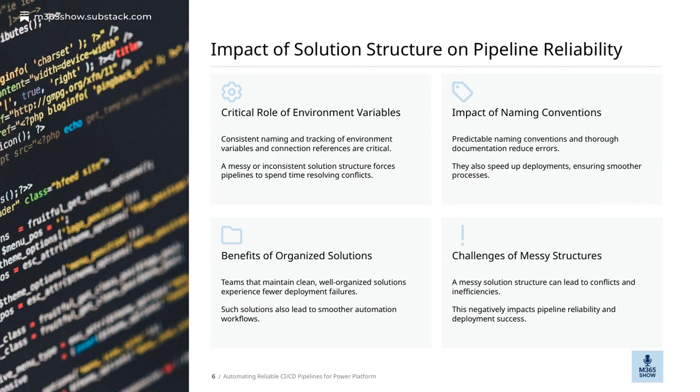Finally, environment variables play a critical role here. They need to be managed carefully and consistently. When they're not, it forces pipelines to spend valuable time troubleshooting, which can slow down or even disrupt the deployment process. This highlights how essential a well-structured solution is to reliable and efficient automation.